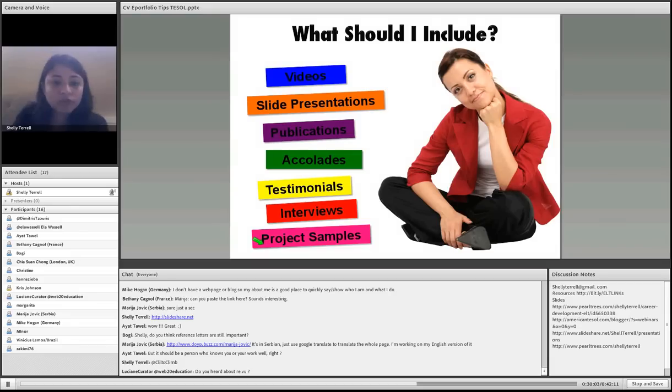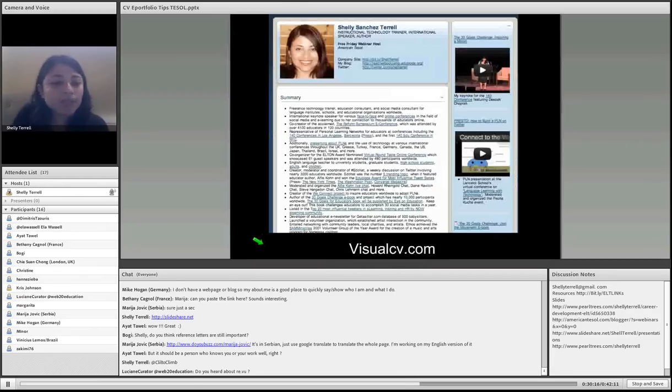Project samples, if you've created a project in any way online, for example, you did an online Evo course, or maybe you did a wiki, put these snapshots, screenshots somewhere. Let them be able to access this.